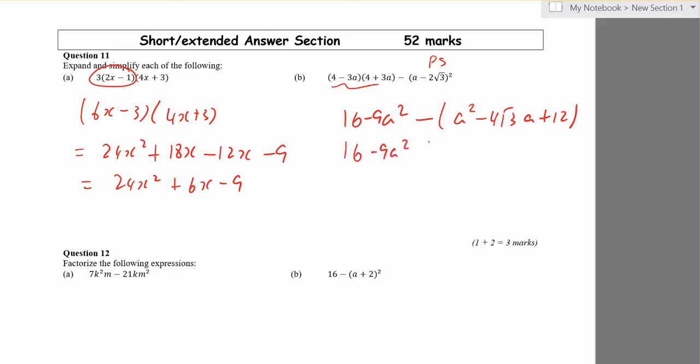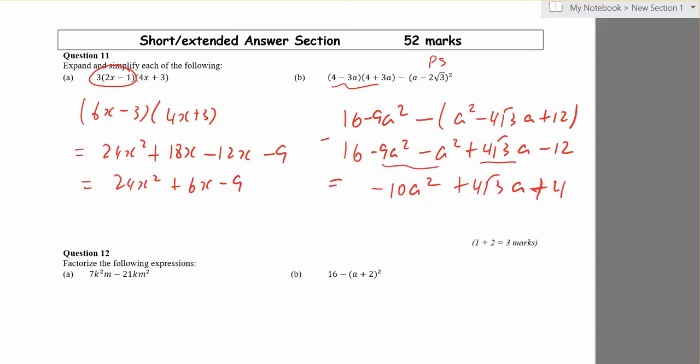Let's expand the bracket. So all the signs change. And I'm left with negative 10a squared plus 4 root 3a. 16 minus 12 is plus 4. Okay.